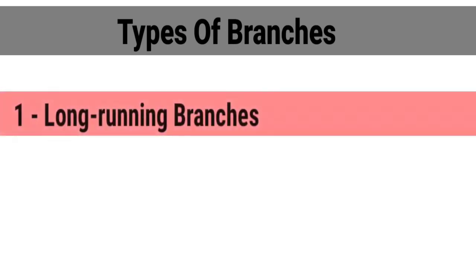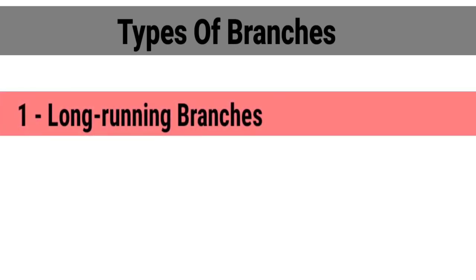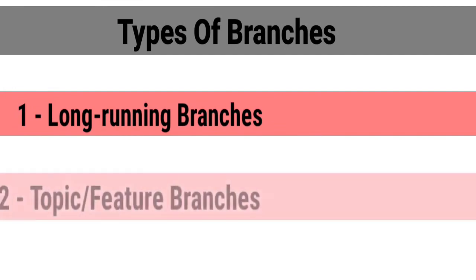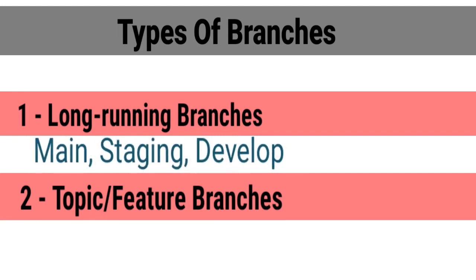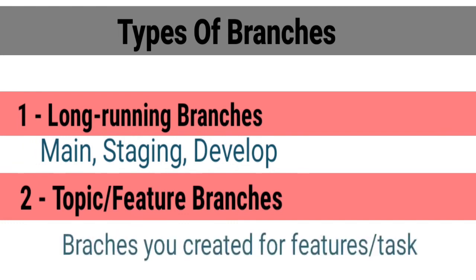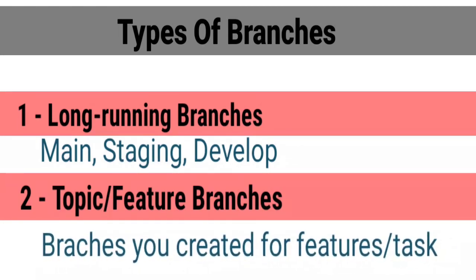Before proceeding, let me tell you that there are two types of branches, long running branches and topic branches. We can also call them feature or short lived branches. Now these main, develop, and staging will be long running branches, and the branches that you create to complete your task or ticket assigned to you will be your feature, topic, or short lived branches, because once you complete your task and merge it in the develop branch, these branches get deleted.